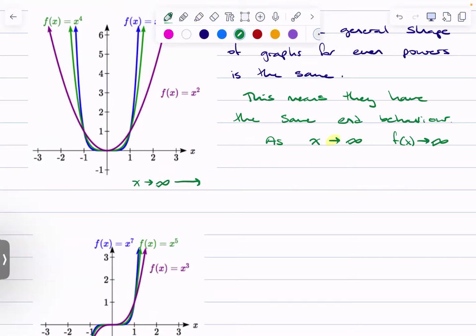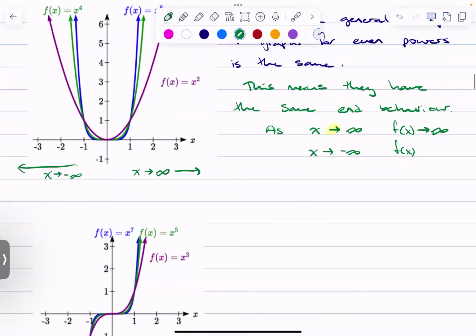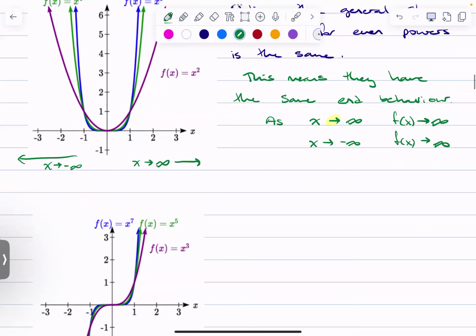And as x goes to negative infinity, what are we doing? We're heading out this way. So as x goes to negative infinity, what happens to the outputs? Well, even on this arm, as you kind of move out, you're heading towards positive infinity again. So f of x is going to go to infinity again. I should have practiced my infinities. They always look bad. Wonky.